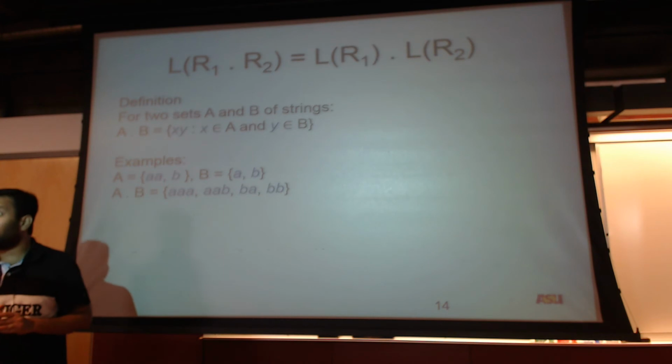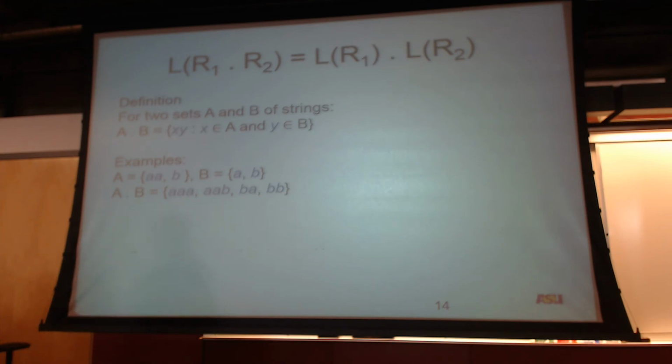Will you have BAA? No, it's not. Because the definition of A dot B is you first take an element from A and then concatenate with an element of B. So the element of B is always after. Right? So you cannot have BA. And for the same reason, you cannot have AB. Right?